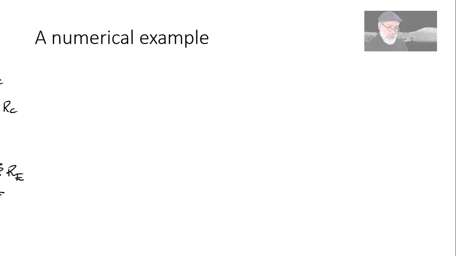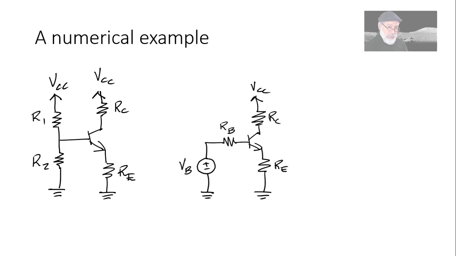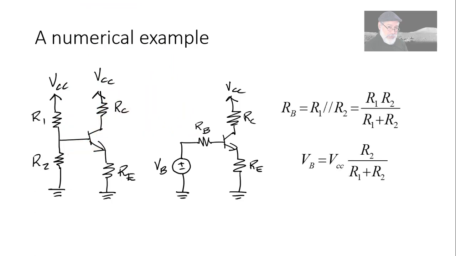Let's have a numerical example. This is a circuit that appears very often in Electronics 1. It doesn't matter that you're not into electronics. This is just an example of using the calculator. Very often, we want to redraw that circuit like this. We want to obtain the values VB here and RB in terms of VCC, R1, and R2. How? Using these two formulas. That is all. Let's do the computation.